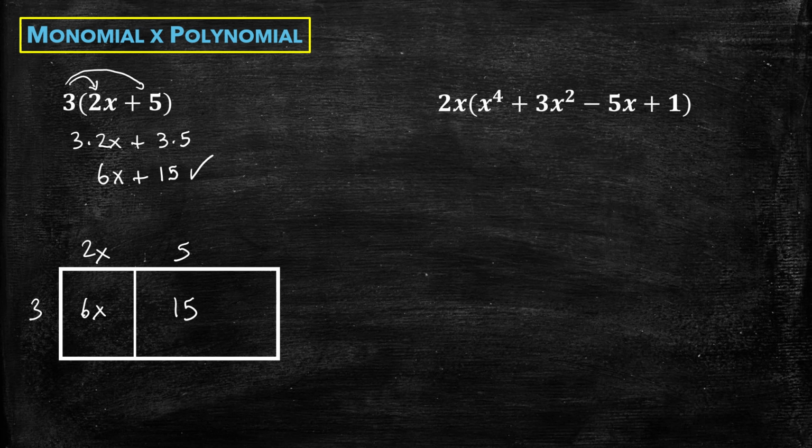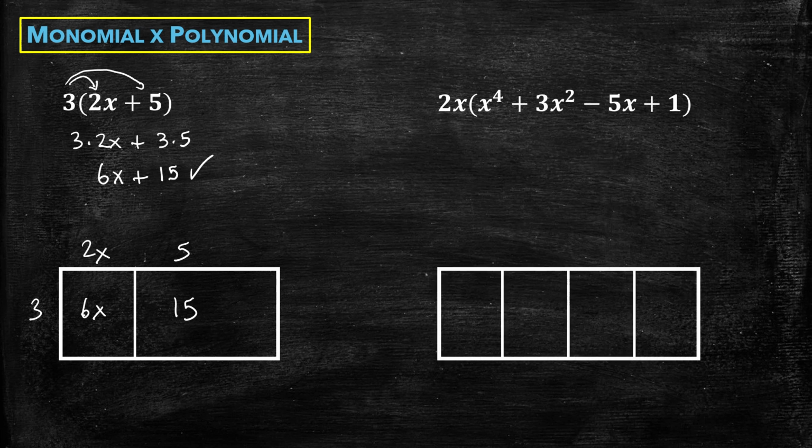Now let's do a monomial times a polynomial. And some people just prefer to use the area model from the get-go. So that would be 2x, x to the 4th. This would be 3x squared. Do not worry about this being minus 5x.